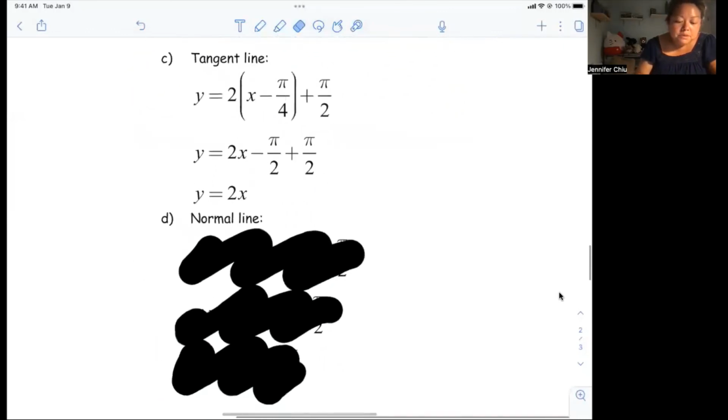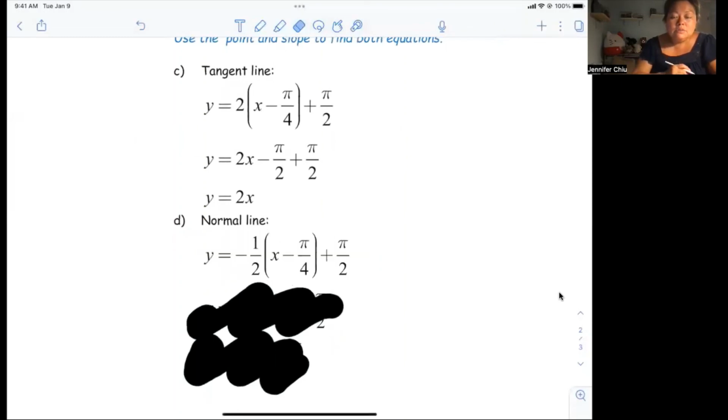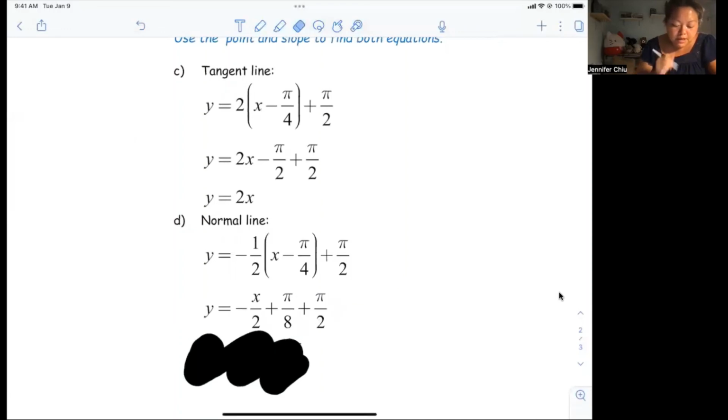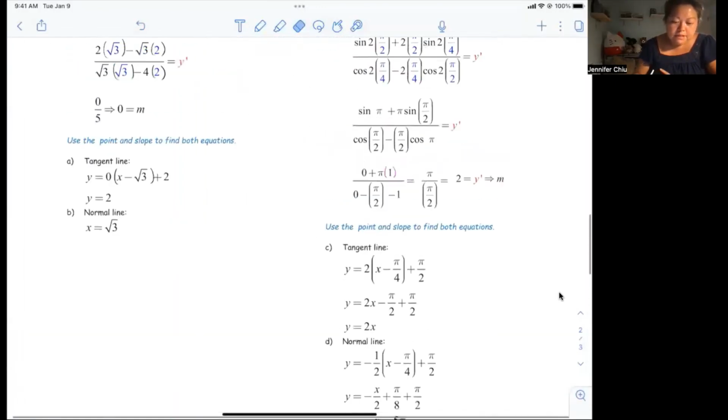Normal is opposite reciprocal, so my slope of 2 now becomes negative 1/2. I use that and use my point still of pi over 4 and pi over 2 and distribute, clean up, clean up. I get y equals negative x over 2 plus 5 pi over 8. Okay. All right. That's it for implicit differentiation.